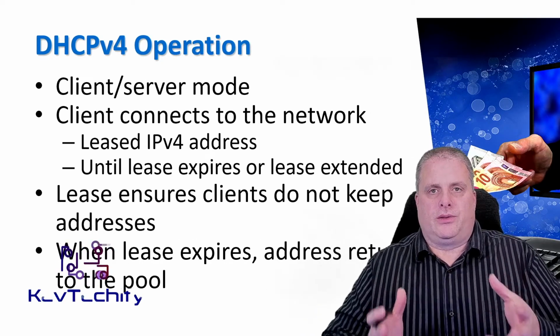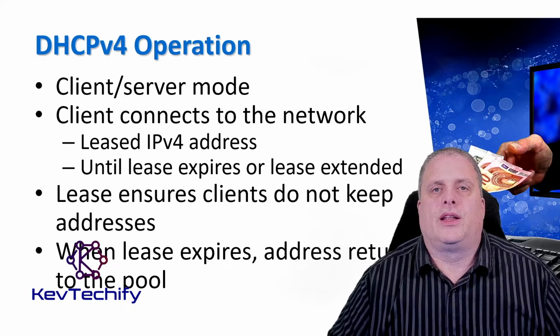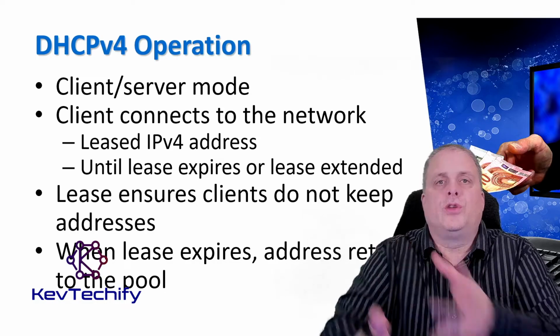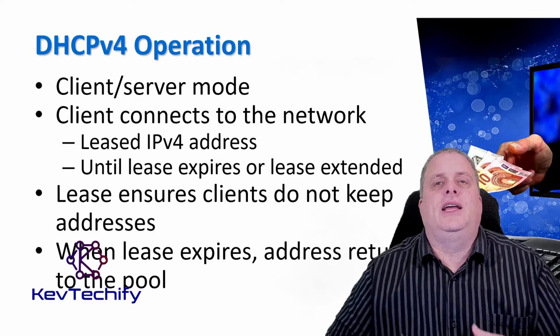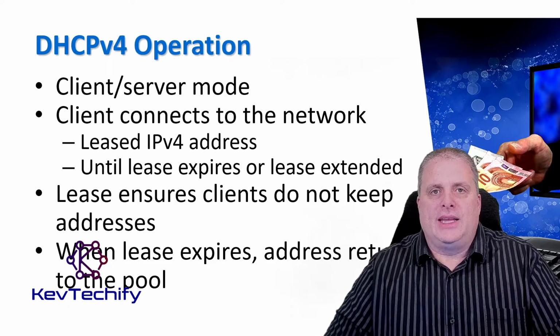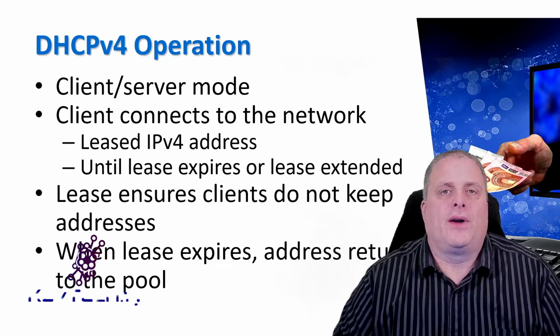DHCP typically operates in what we call a client-server environment. There's the server that has the pool of addresses and hands it out, and then there's a client that requests that. The client connects to that network. It leases an IP version 4 address.